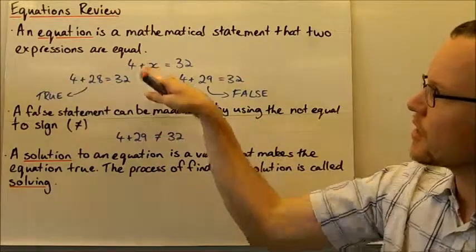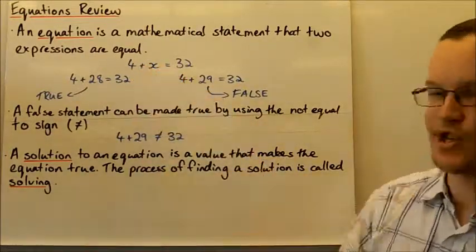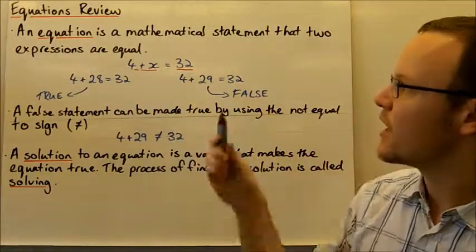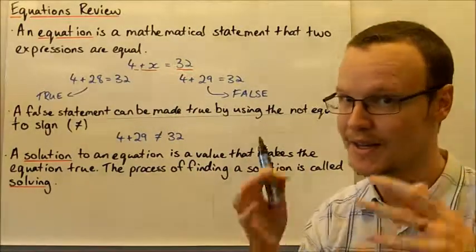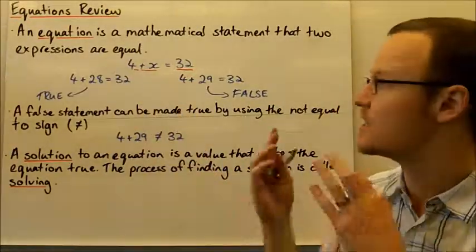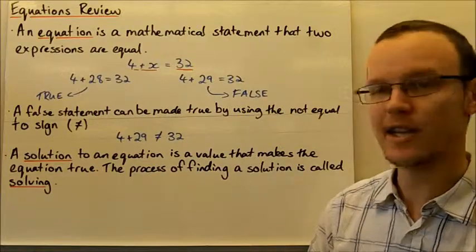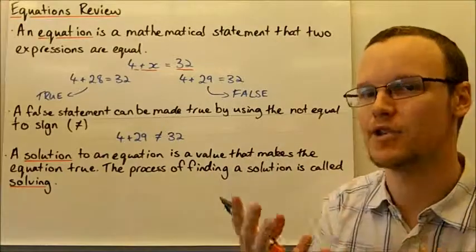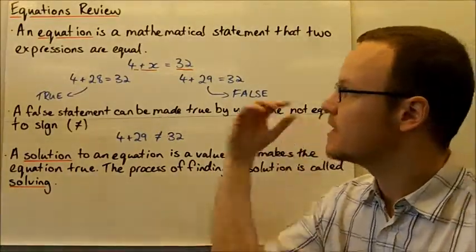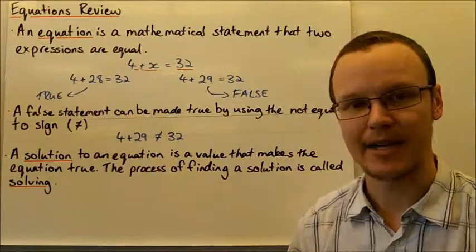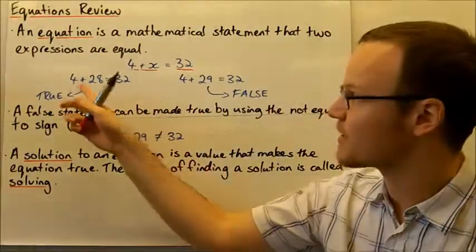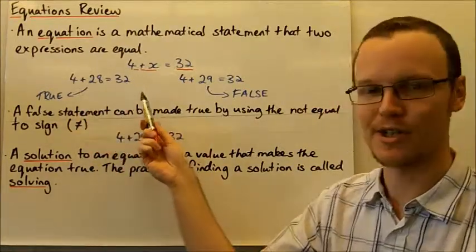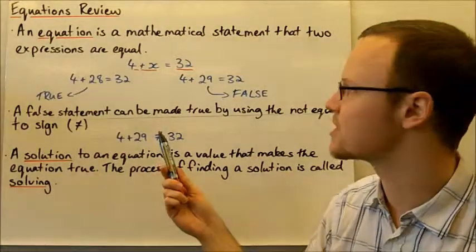So here we've got an equation. There's an expression on the left-hand side and an expression on the right-hand side, and those two things are the same value. They're equal. So 4 plus x is equal to 32. And we can find a solution and give an answer for what that x, that pronumeral, might be. Let's say that x is 28. That will make this a true statement. 4 plus 28 is exactly the same as 32. They're both the same.